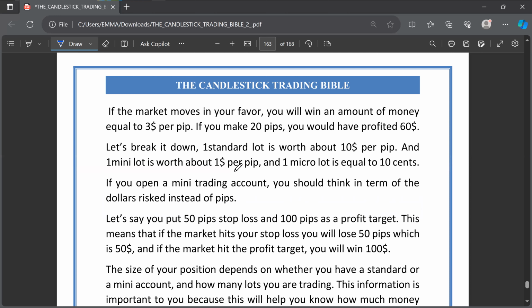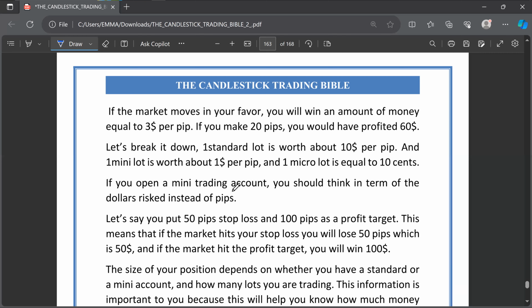It is the movement of price from one point to another. So the movement of prices is measured in pips. If you make 20 pips, you would have profited $60. You are just multiplying the 3 by the 20. Let us break it down. One standard lot is worth about $10 per pip, one mini lot is worth about $1 per pip, and one micro lot is equal to 10 cents. If you open a mini trading account, you should think in terms of dollars instead of pips.